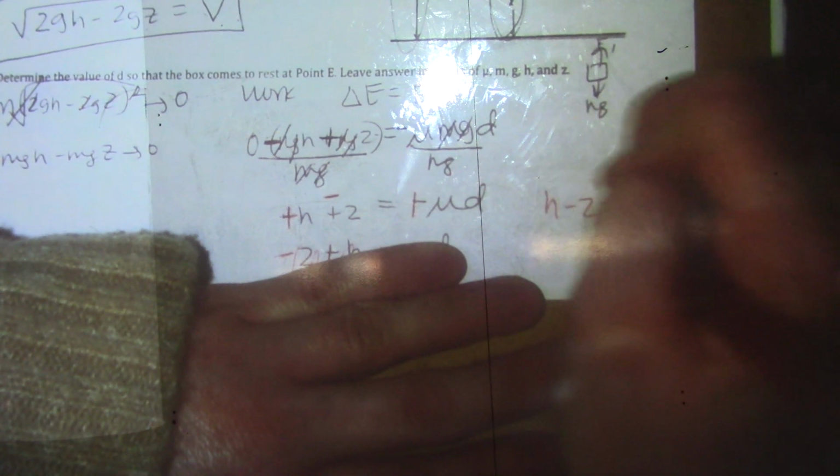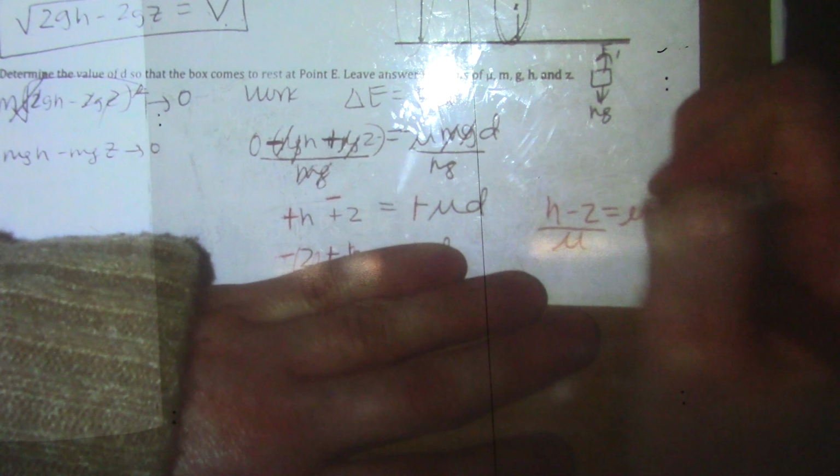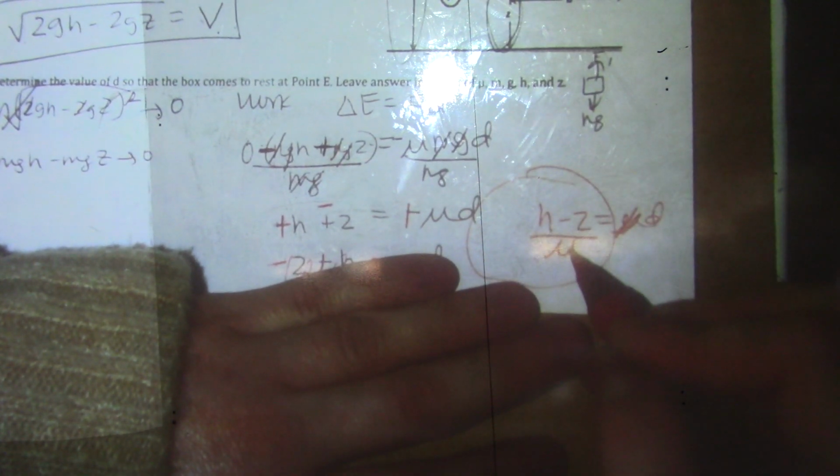So let me just redo this. So this would be h minus z equals mu d. We're trying to get d, so divide by mu. So then that's your answer. Now think about why this makes sense.